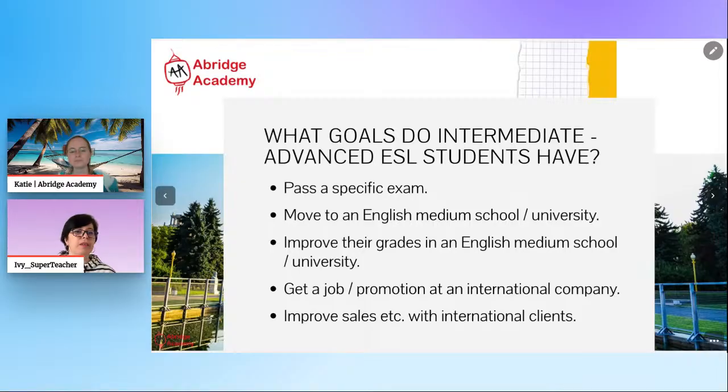Maybe clarify these English medium schools. I know when we chatted, I wasn't sure what you meant by that. Like, what's English medium schools? Just clarify for everyone.